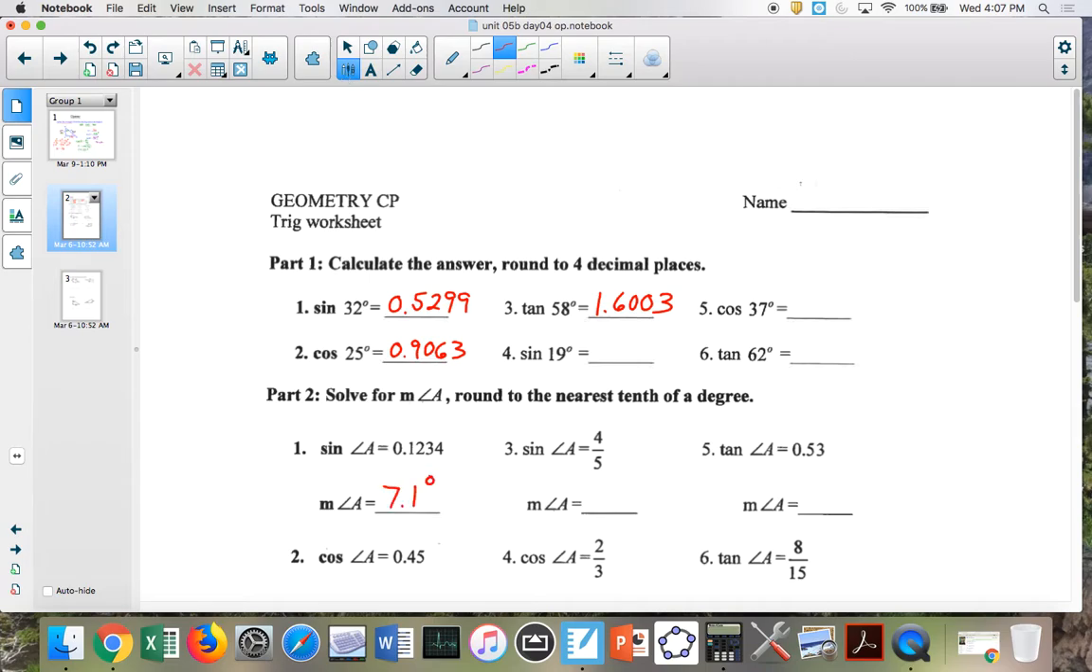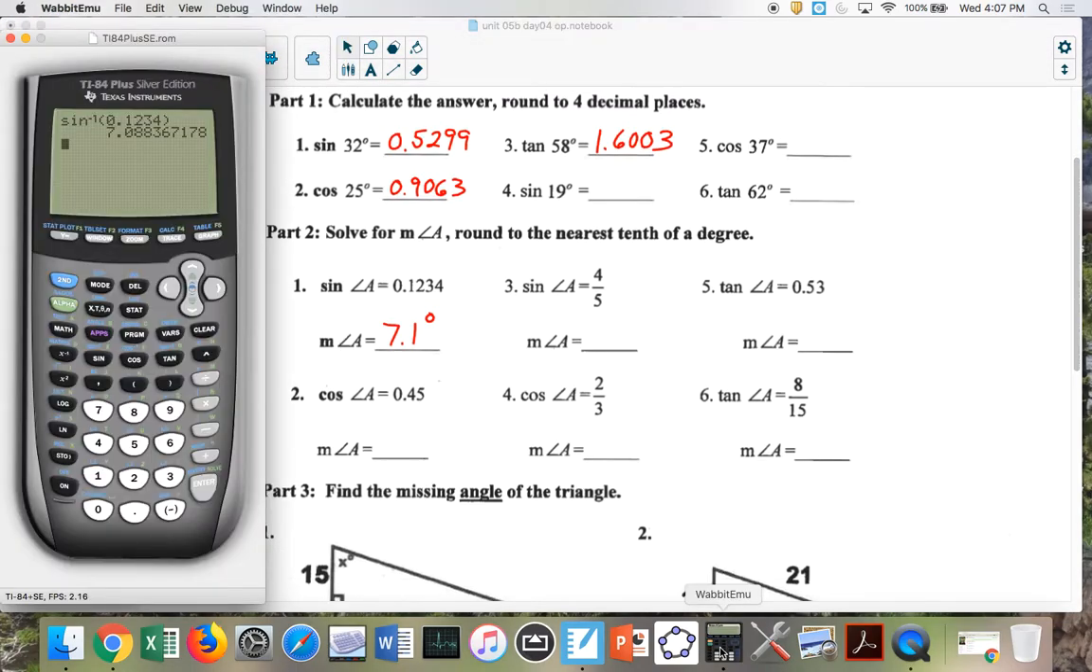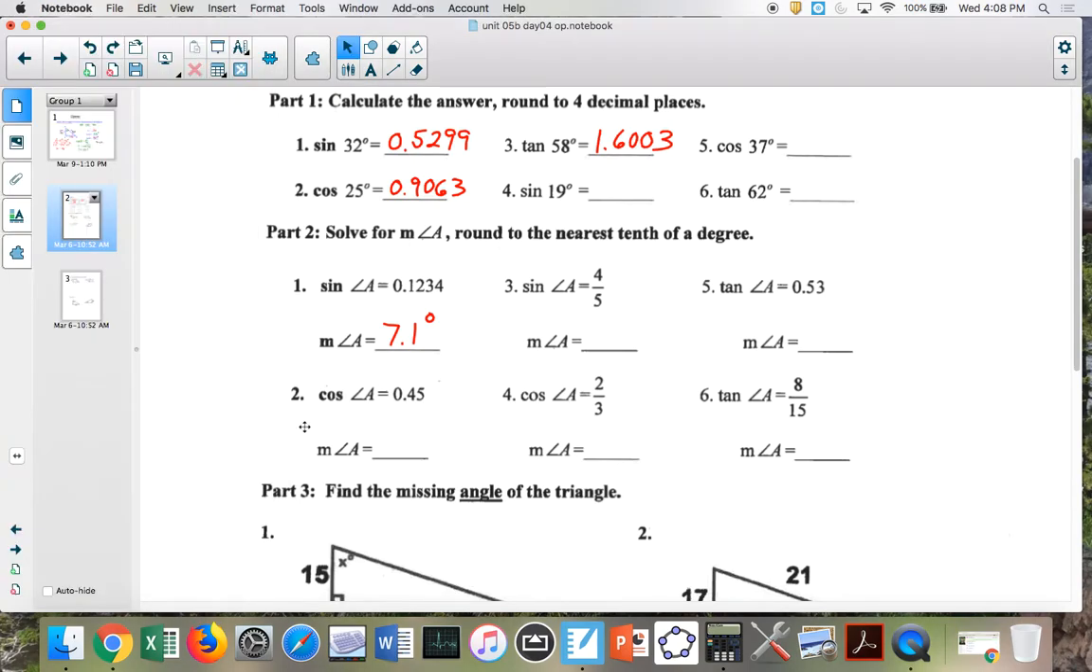It's important to put degrees on your answers for these to remind you that we're getting back the measure of an angle. Let's do the next one. Cosine of angle A is 0.45. So I'm going to do second cosine, 0.45. And I get 63, and if I round it to the nearest tenth, 63.3 degrees.